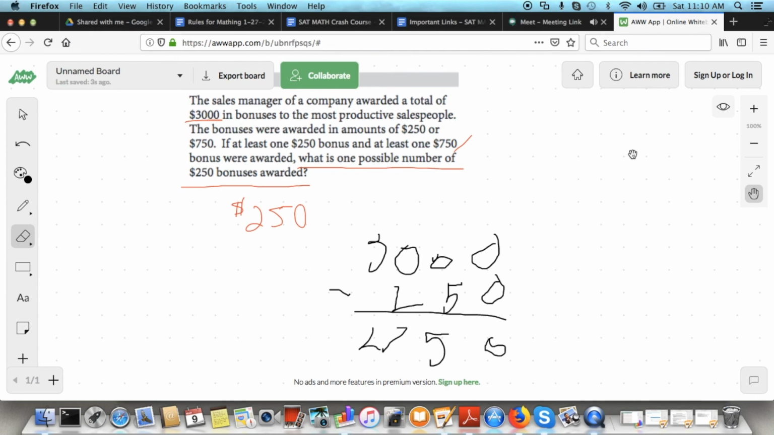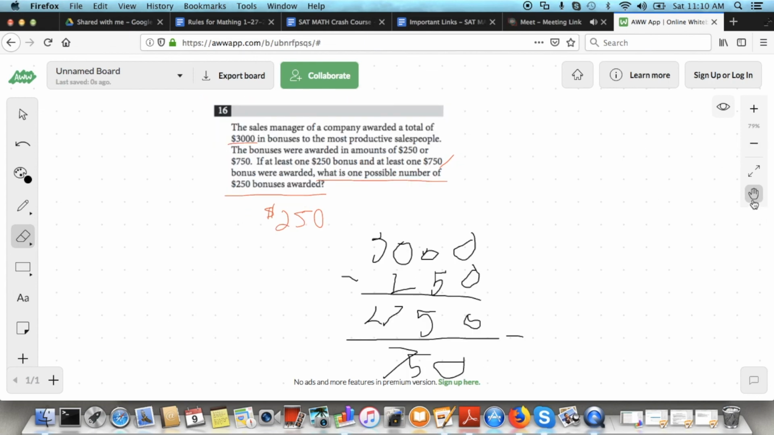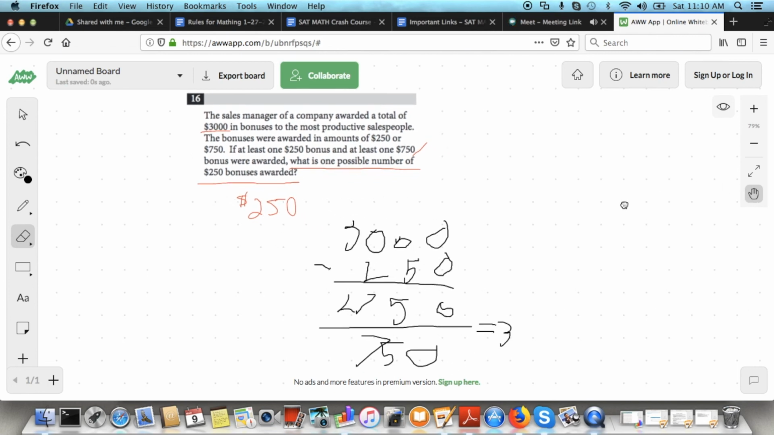Anybody do that with a calculator real quick? No, it is not divisible. It is not divisible, right? The answer to that is, I believe, all right, 3. Don't even worry about it. They're not awarding 3.66666667 bonuses. It's got to be a whole number, right? Logically, does that make sense, guys? Why we know it's not one $250 bonus? Yes or no? Does that make sense? Okay. Yes.